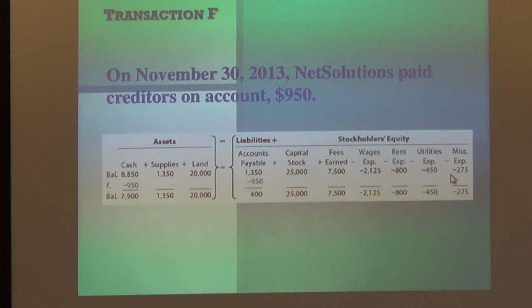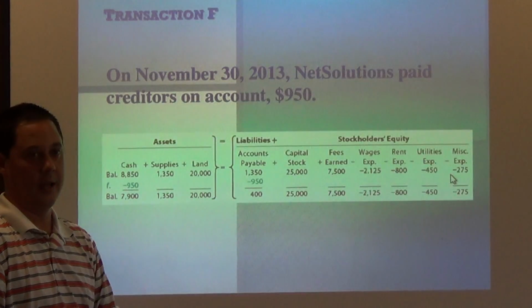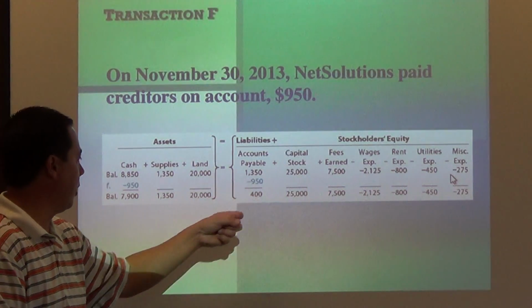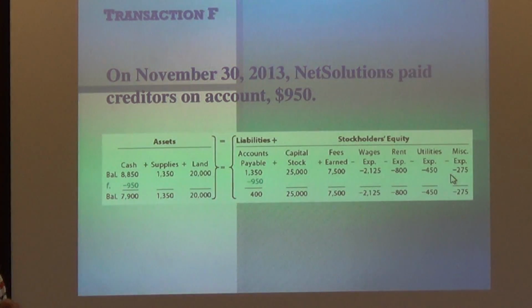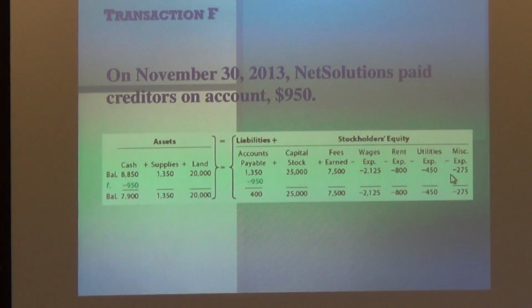And now the next transaction is that I'm paying my accounts payable, my credit card bill. I paid $950 on it instead of paying the whole thing. So I still owe them $400, but I need to take $950 away from my cash. So you can see here again, everything equals. Everything that we do equals.